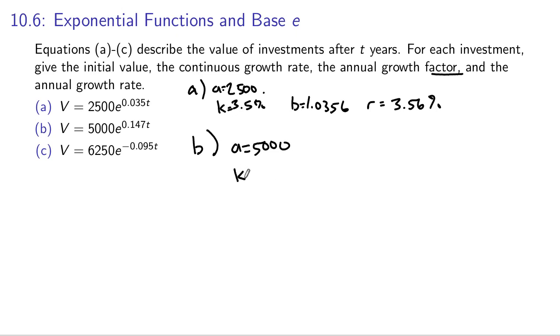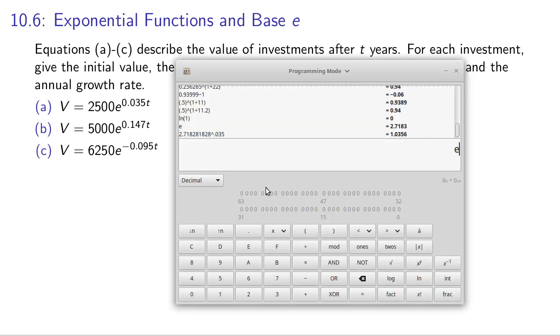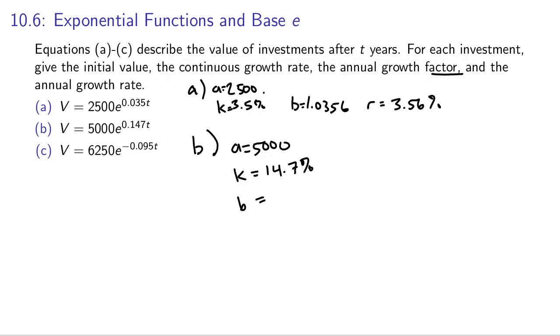B, the initial value a here is 5,000. The continuous growth rate is 14.7%. The growth factor b would be e to the 0.147. E to the 0.147 is 1.1584.